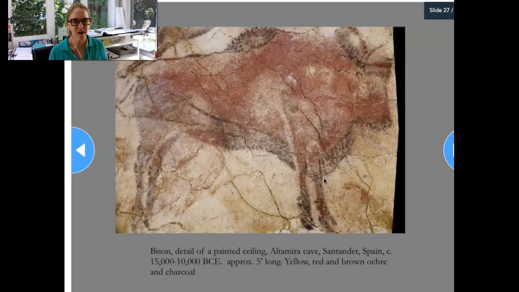So what's going on here? Why are Paleolithic artists making these cave paintings deep inside the caves, right? It's very deep in the caves. It's not near where they're living, near the mouth of the cave. What's going on? What is the purpose of the cave paintings? And there are all different theories of what's going on and why these paintings would have been made.